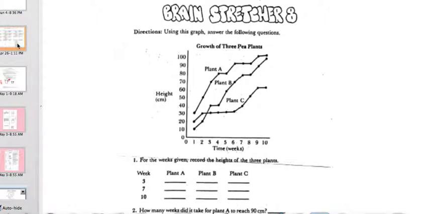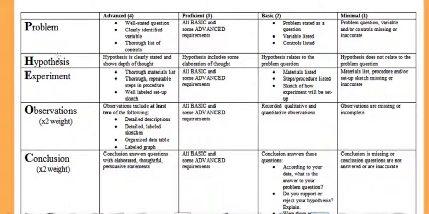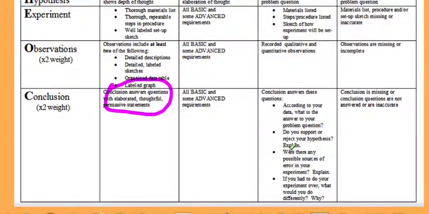So let's go back and take a look at what it is you need to do in a conclusion. You have the problem done, you have your hypothesis done, you have your experiment steps and your setup sketch done, you have your observations done, and now you're ready to do your conclusion. If we look at advanced 4 points, it says that the conclusion answers questions with elaborated, thoughtful, persuasive statements. So let's go over here and see what it is you need to do. It says you need to answer these 4 questions.